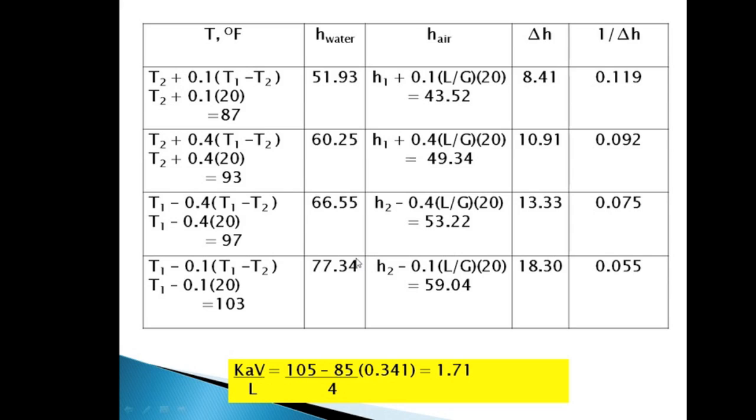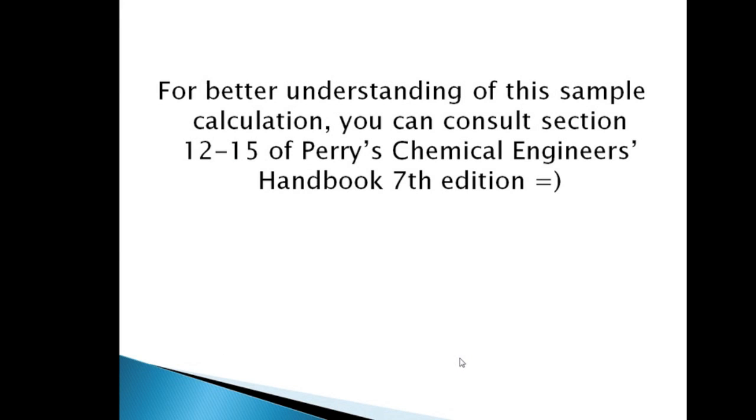With these values obtained, we can now compute for the KAV over L by substitution to the Chebyshev's formula. Here, we arrive at a final value of 1.71, and there is no unit. So for better understanding of this sample calculation, you can consult section 12-15 of Perry's Chemical Engineers' Handbook, 7th edition.